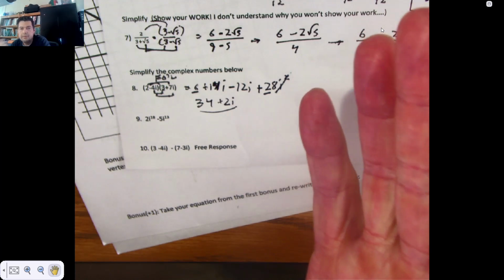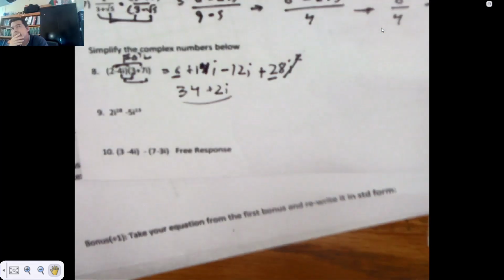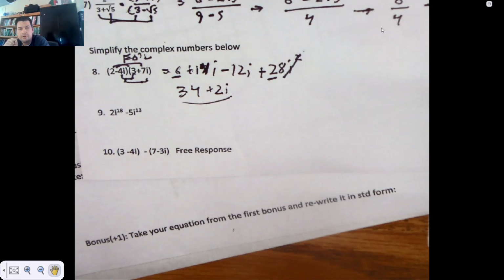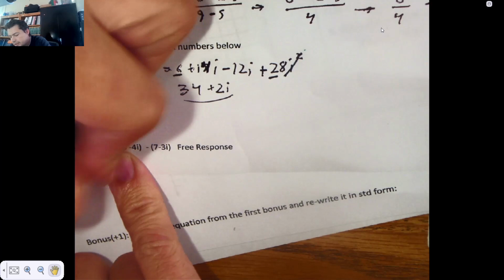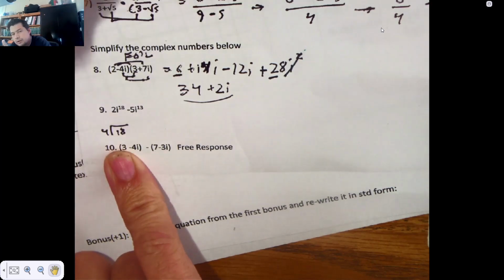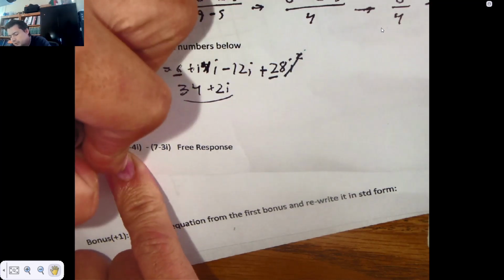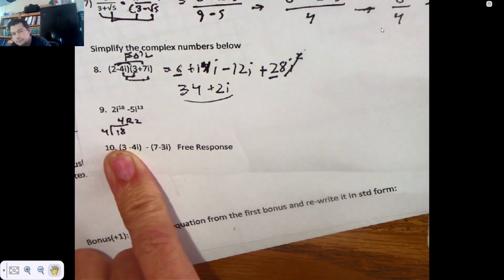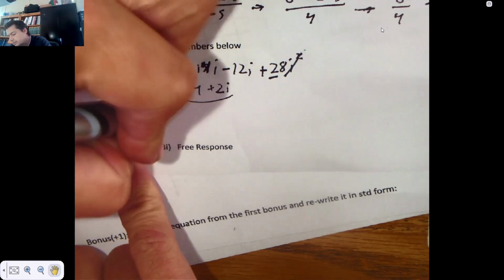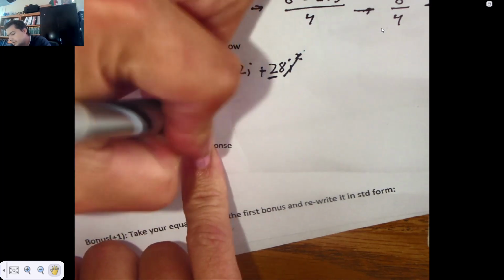21i to the 18th minus 5i to the 13th power. And the deal on these was to take the exponent, divide it by 4, and keep the remainder. So I'm going to take 18, and divide it by 4. That is 4 times with a remainder of 2. So the leading piece becomes 2i squared.